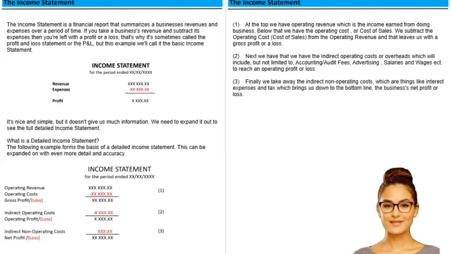Revenue on top, expenses below that, the one subtracted from the other gives us our profit. But this example does not give potential investors any information at all.